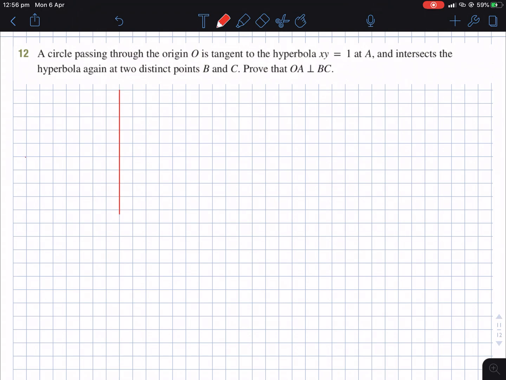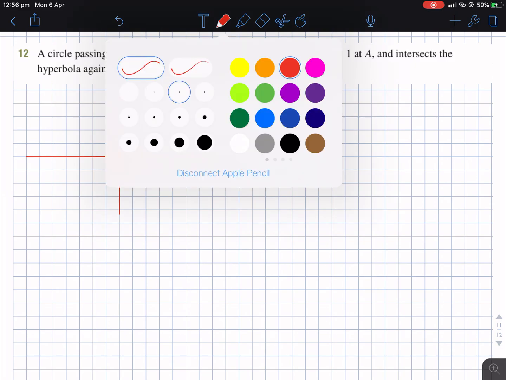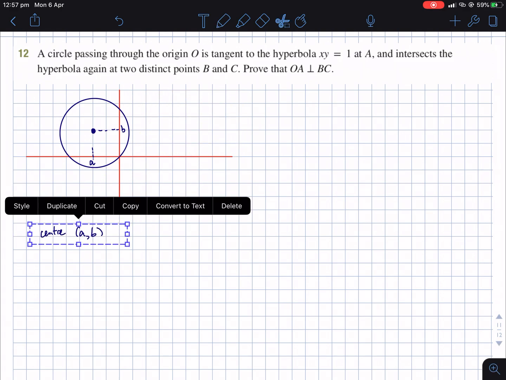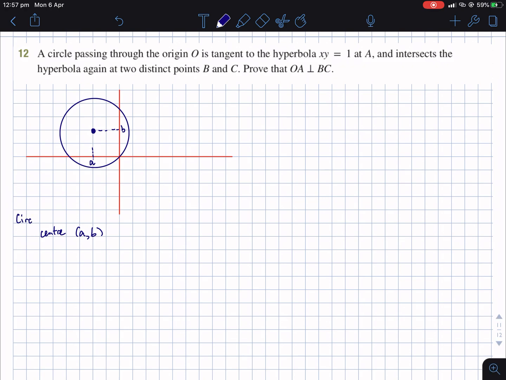First of all, let's just draw a generic circle that goes through the origin, which means, I'm going to just do mine there. There's my circle going through the origin. So I'm going to say that if this point is A and this point is B, then its center is (a, b). So I'm looking at the circle right now, and radius R.